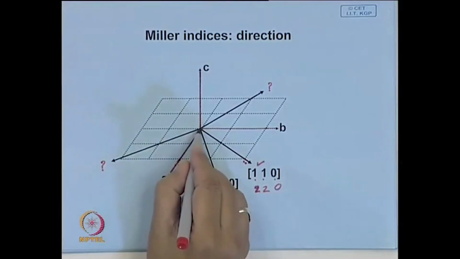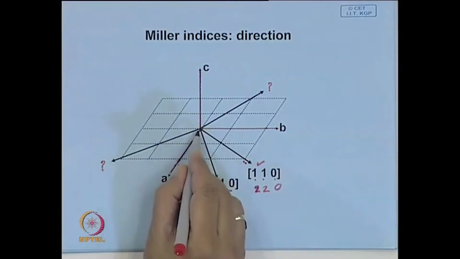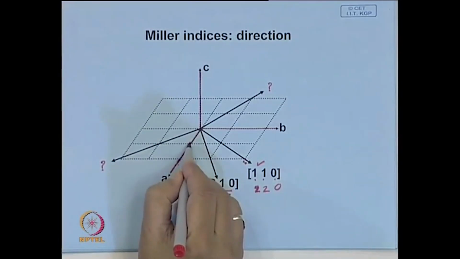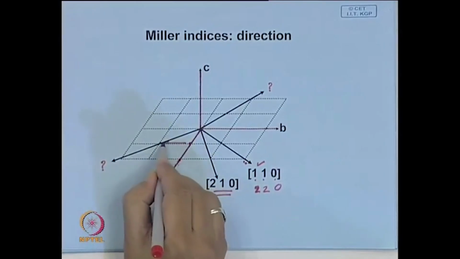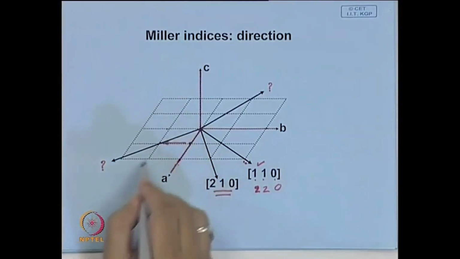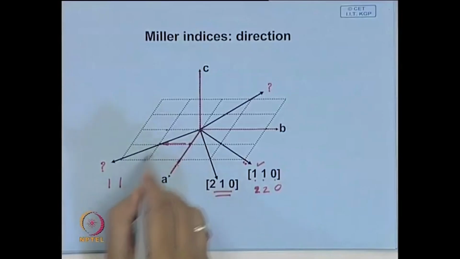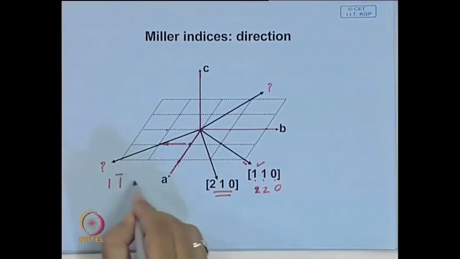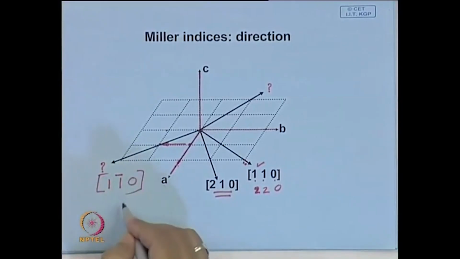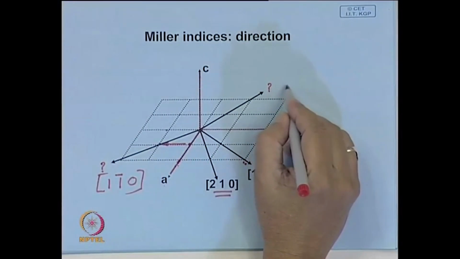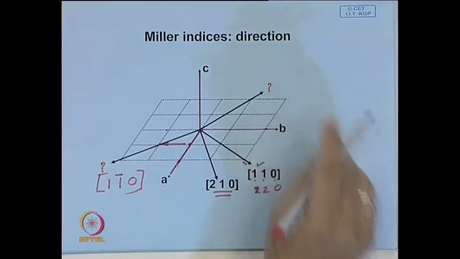What happens if it goes in the negative direction, like in this case? Here you go along A, the positive direction of A, 1 unit, and then you go another unit in the negative direction of B. So, in this case you will write this is 1, but negative along B, and it is customary to represent the site as a bar 1, 1 bar, 0. Similarly, you try and find out what will be the indices of this particular direction.